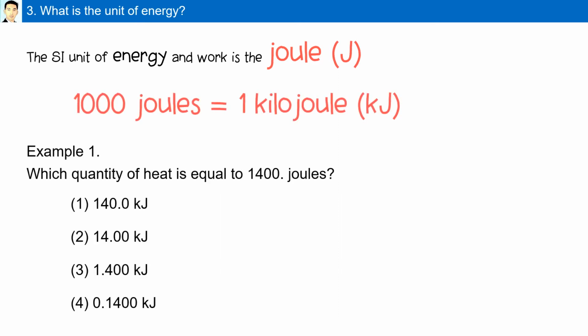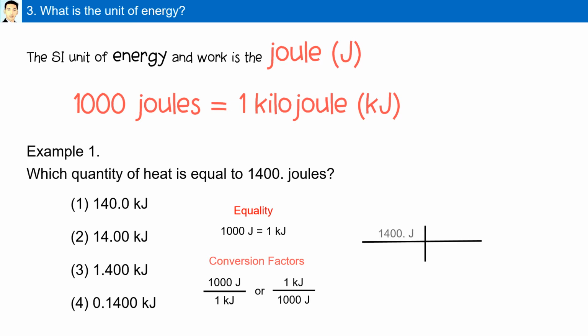For example, which quantity of heat is equal to 1400 joules? Here, we can set up the equality 1000 joules is equal to 1 kilojoule and have two conversion factors. Using what is given, 1400 joules, we can select the conversion factor to cancel joules. Here, 1 kilojoule over 1000 joules. The joules cancel out, and we have 1.400 kilojoules.